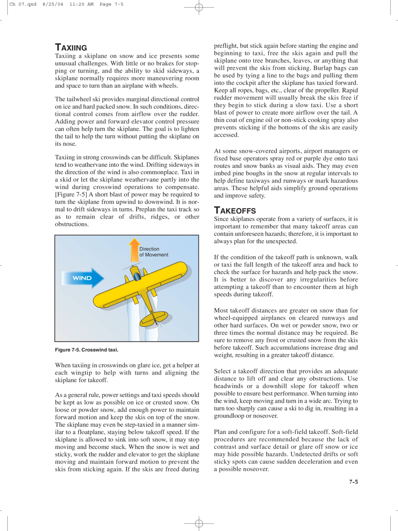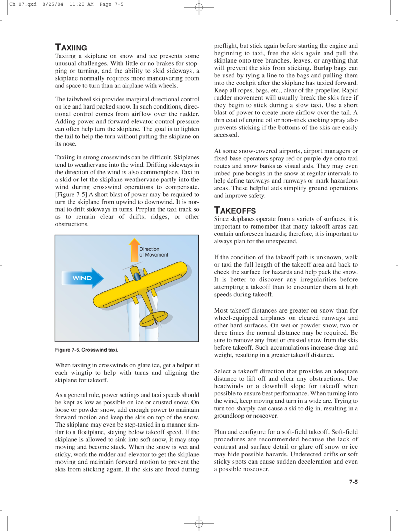Most takeoff distances are greater on snow than for well-equipped airplanes on cleared runways and other hard surfaces. On wet or powder snow, 2 or 3 times the normal distance may be required. Be sure to remove any frost or crusted snow from the skis before takeoff. Such accumulations increase drag and weight, resulting in a greater takeoff distance. Select a takeoff direction that provides an adequate distance to lift off and clear any obstructions. Use headwinds or a downhill slope for takeoff when possible to ensure best performance.